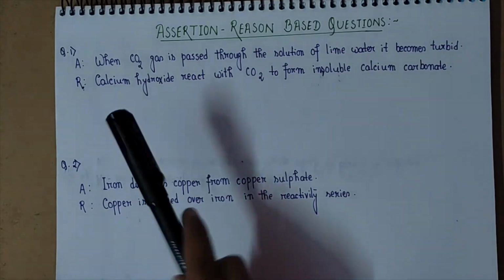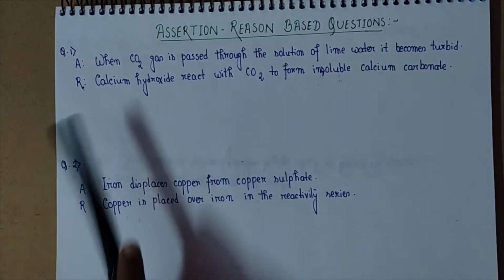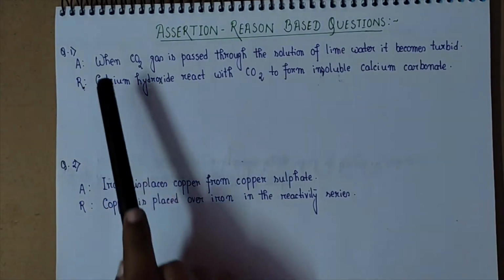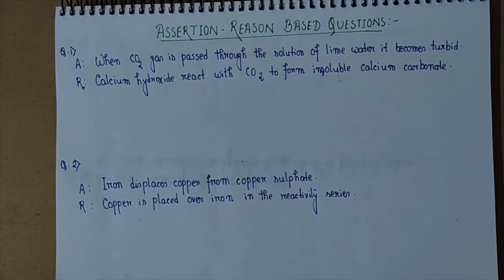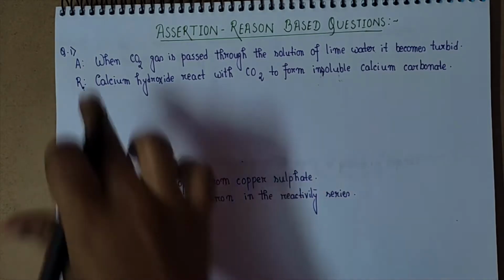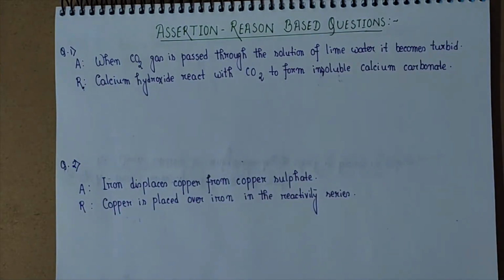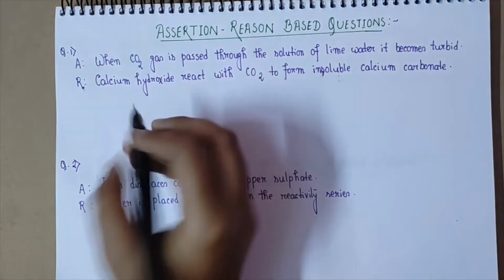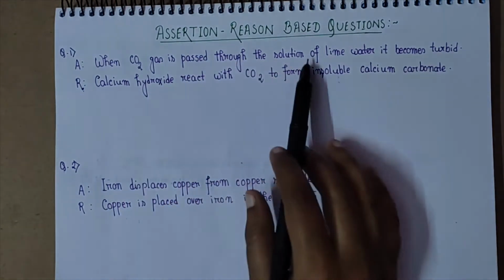Okay, so this is the first question. The assertion is written as A: when carbon dioxide gas is passed through the solution of lime water, it becomes turbid. And the reason is that calcium hydroxide reacts with carbon dioxide to form insoluble calcium carbonate. So first you have to write down the equation. Here the word statement is given, so you have to write the equation. The equation is: when CO2 is passed through solution of lime water.